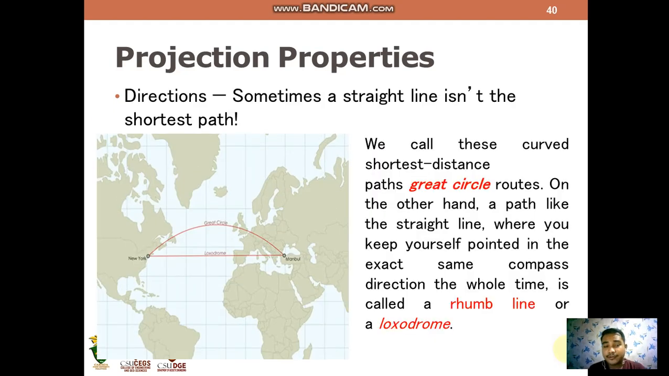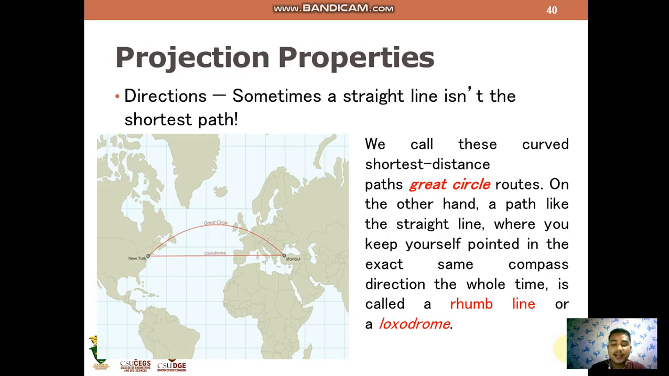Another projection property is the direction, no? The preservation of the direction. And sometimes, a straight line is not the shortest path, no? Pagtuo na to ang shortest path between those two points on the globe is the straight line, but dili day siya. We call this curved shortest distance path the great circle, no? Great circle routes, or ang gitawag na geodesic, no?